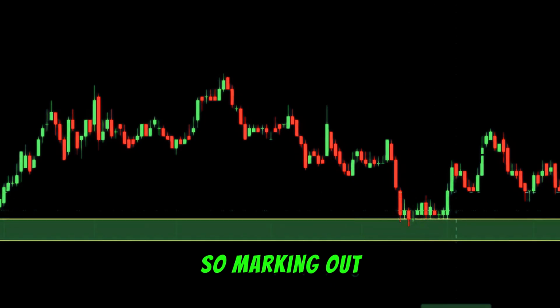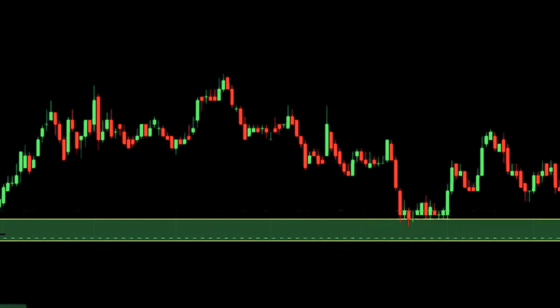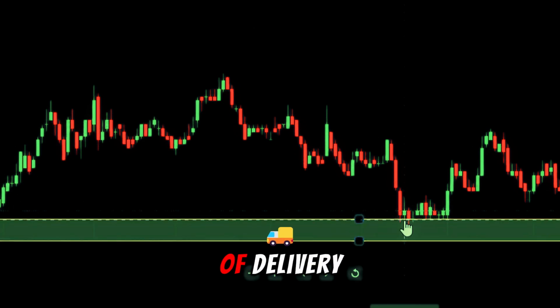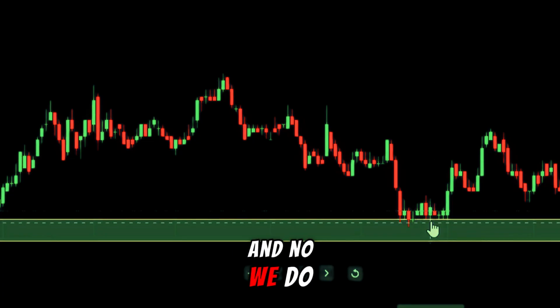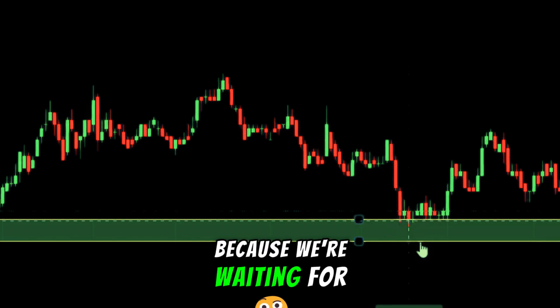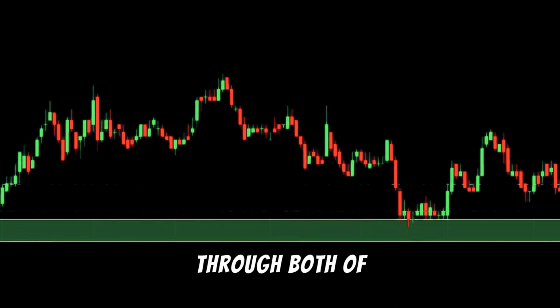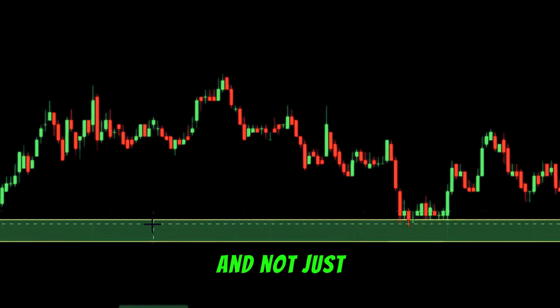So marking out those fair value gaps, or the series of fair value gaps, using that as our change in the state of delivery, do we get a closure through those levels? And no, we do not, right? So we save our sell a loss here because we're waiting for a closure through both of those fair value gaps. And that's why I would use the series of fair value gaps and not just one.